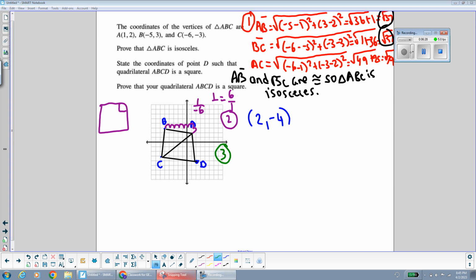Since I already, in part 1, found the lengths of 2 of the sides, AB and BC, I'm just going to find the lengths of the other 2 sides, CD and AD, because I already have 2 distance formulas done already.